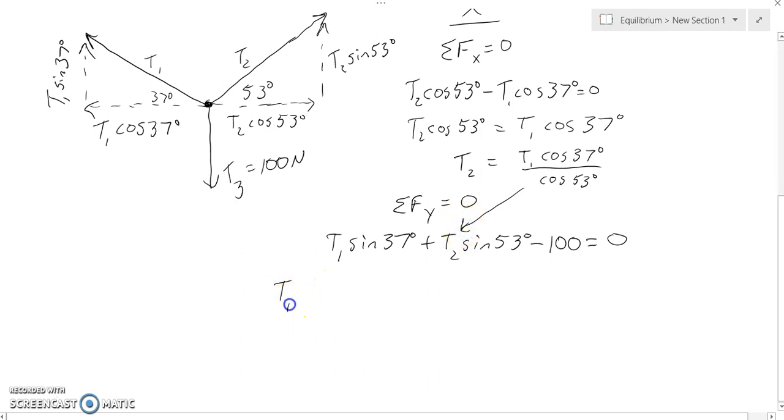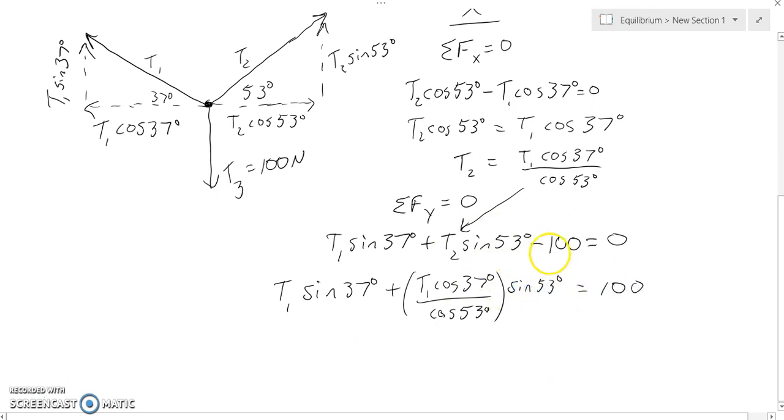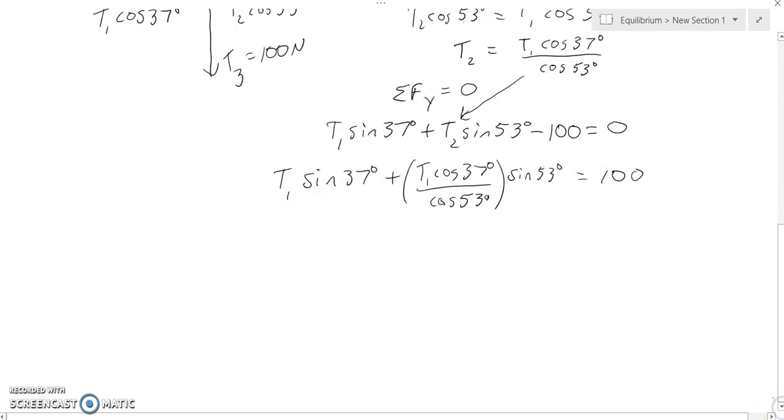Okay, so I've got t1 sine of 37 degrees plus t2, which is this t1 cosine 37 degrees over cosine 53 degrees. So that's t2, but don't forget about this sine of 53. And that equals 100. So I'm just going to put the 100 over on the other side. At this point, I've got one equation with one unknown. I should be able to solve it.